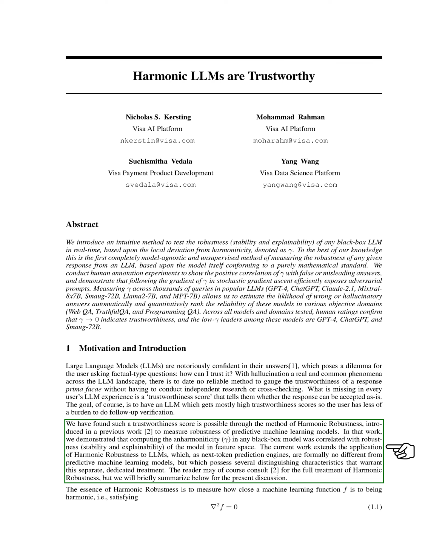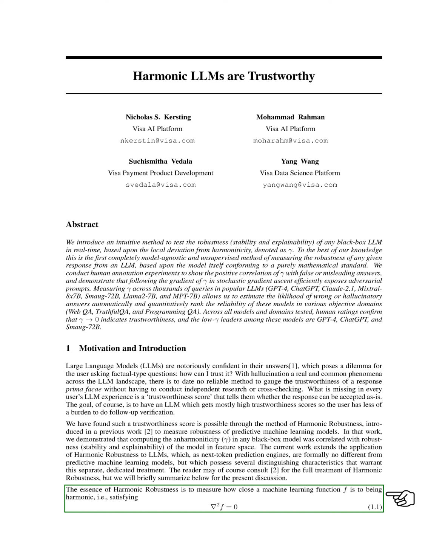In that study, it was shown that computing the anharmonicity, gamma, in any black box model was linked to the model's robustness, stability, and interpretability in feature space. This current study extends the application of harmonic robustness to LLMs, which, despite being next token prediction engines, have unique characteristics that warrant a separate analysis.